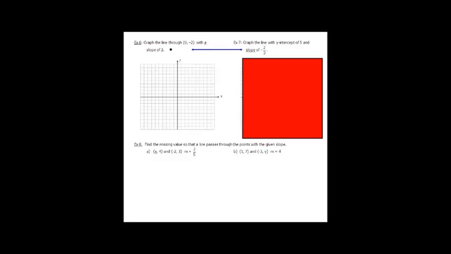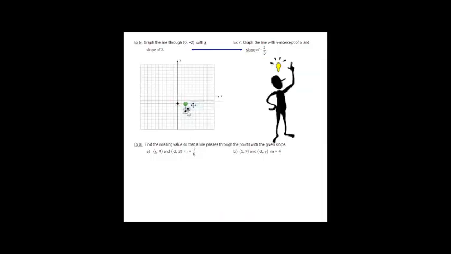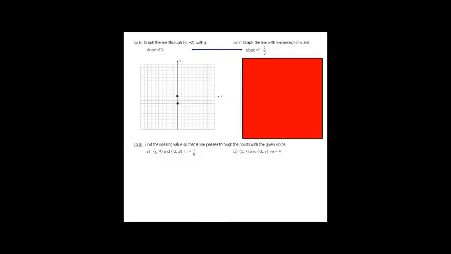So the first one, example 6, graph the line through 0, -2 with a slope of 2. The first thing I'm going to do is plot the point 0, -2. 0, -2 is here, and I want a slope of 2. Well, what does a slope of 2 mean? A slope of 2 means I want to rise 2, run 1. So I'm going to start here, rise 2, run 1. And then I can do that again. I can rise 2, run 1, or I could rise 4, run 2.